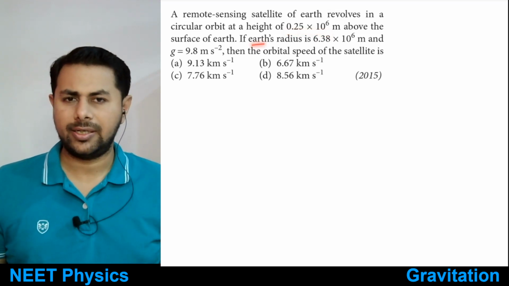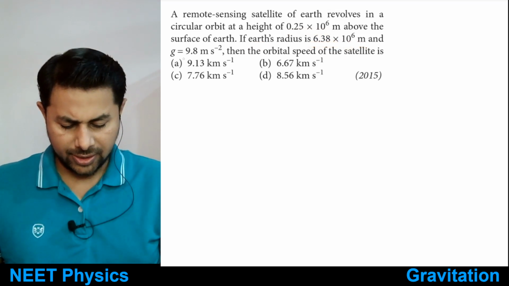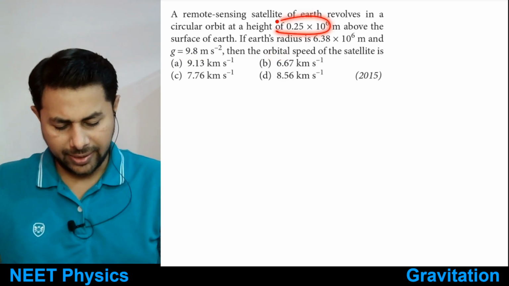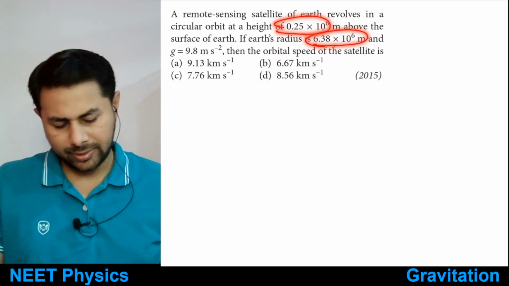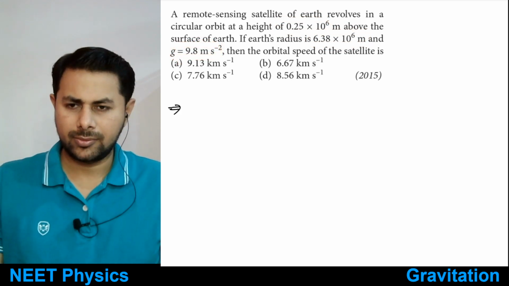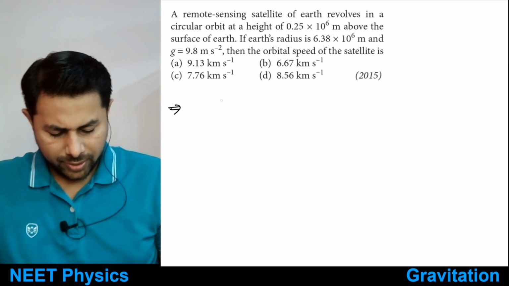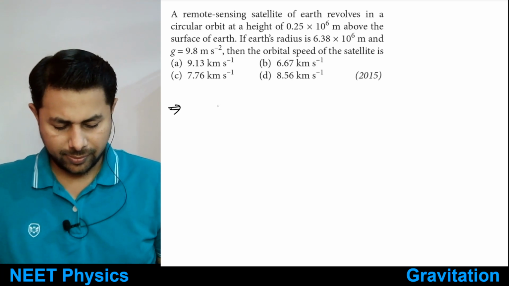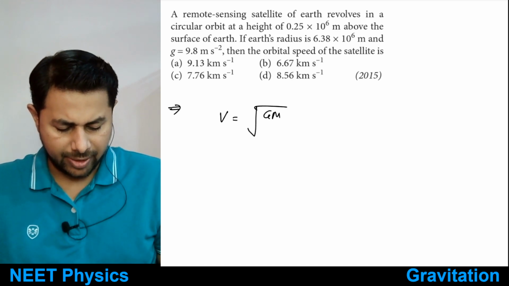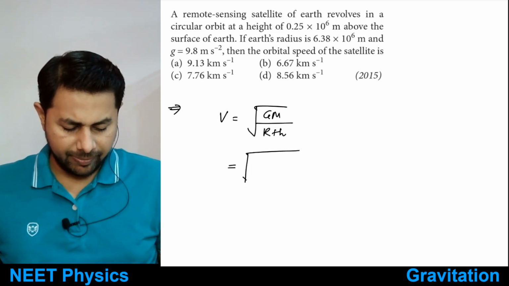If Earth's radius is 6.38 × 10^6 m and g is equal to 9.8 m/s², then the orbital speed of the satellite is... So the height is given, the radius of Earth is given, and g is given. So what formula should we use? We want orbital speed, so it is given by √(GM/(R+h)), right? This is the formula. And then what is GM?